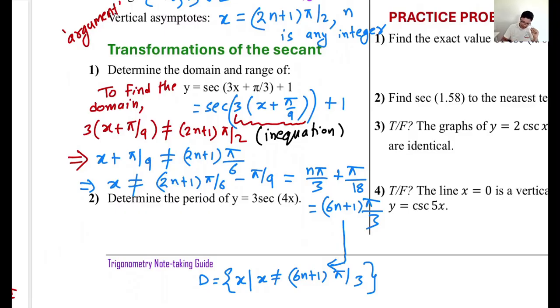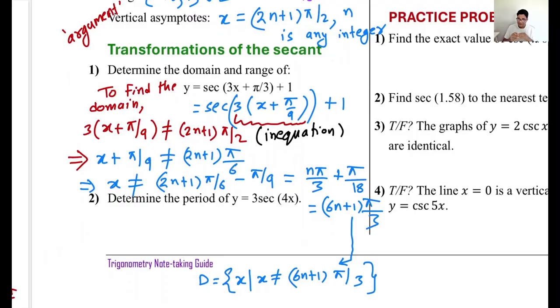Now, if you need more time to understand these calculations, please do that. Spend time trying to understand the calculations or meet me. I'll be more than happy to help you. That's the domain. What's the range?